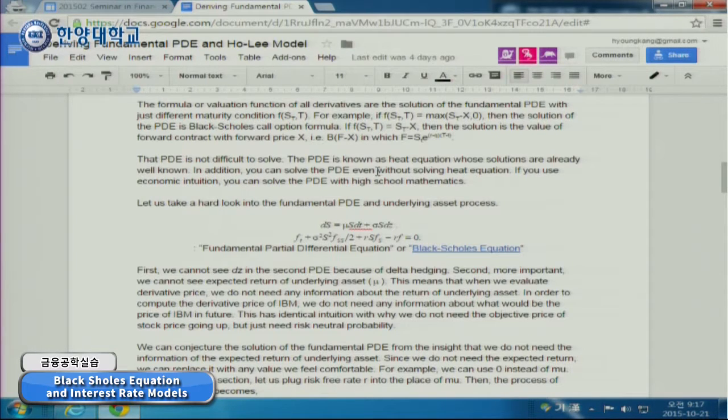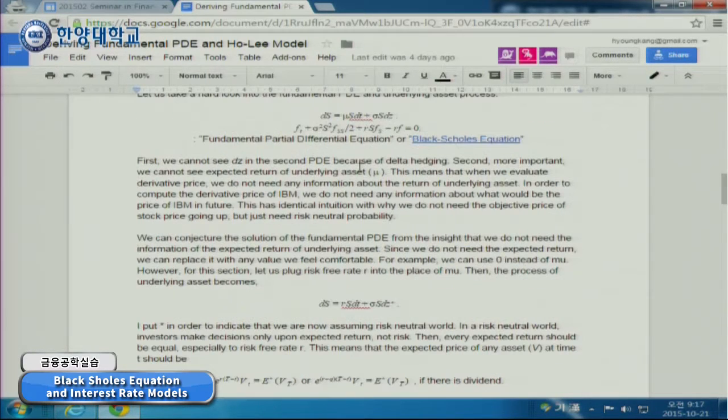Let us take a hard look at the fundamental PDE and the underlying asset price. dS = mu S dt + sigma S dz is the process of the underlying asset, and this is the fundamental PDE that we will have to solve. First, we cannot see the dz term in the second equation. The dz term is in the first equation, the underlying asset equation, but it's not in the second equation. It is natural because of the delta hedging. We hedge out the risk. So there is no risk, so there is no dz.